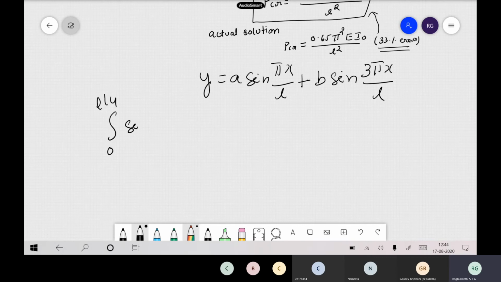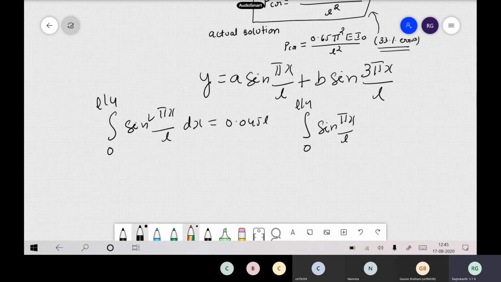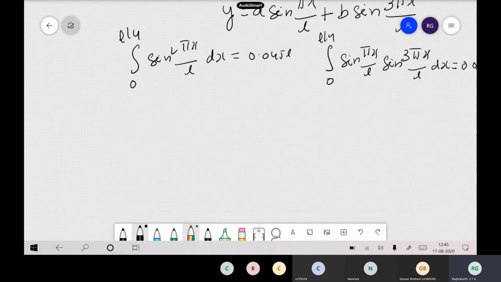So you will get terms like L by 4, sin square pi x by L. You require all these quantities. Then you will also have integrals over L by 4, like sin pi x by L, sin 3 pi x by L dx. All these kinds of integrals will be there, and you should be able to calculate them. So many terms will come. So what is this integral?